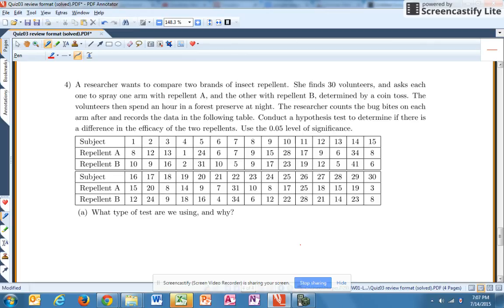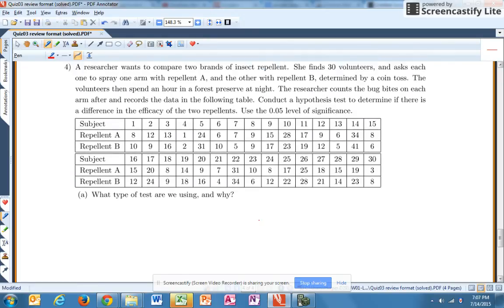The researcher counts the bug bites on each arm afterwards and records the data in the following table. Conduct a hypothesis test to determine if there is a difference in the efficacy of the two repellents. Use the alpha equals 0.05 level of significance. Okay, so what type of test are we doing and why?